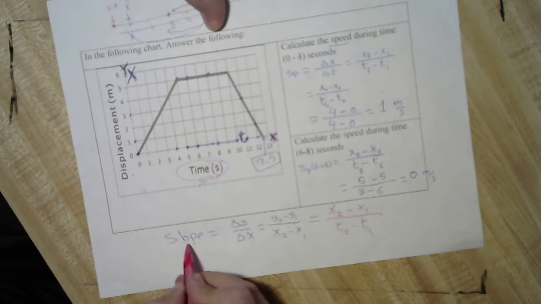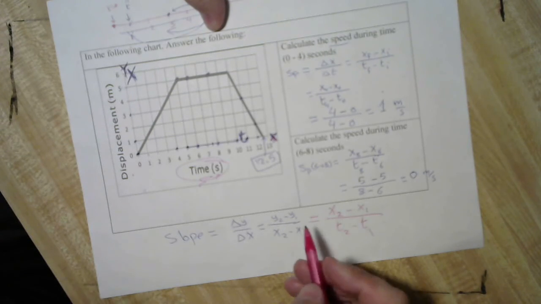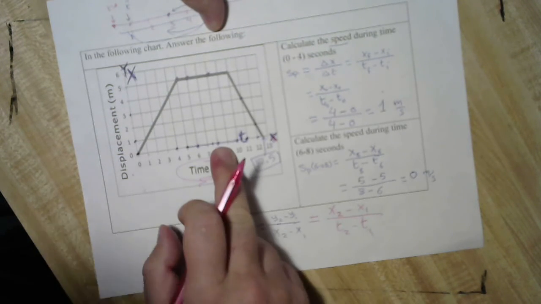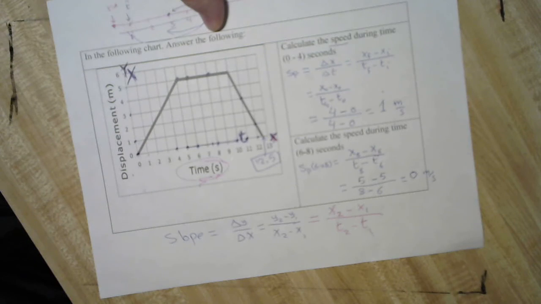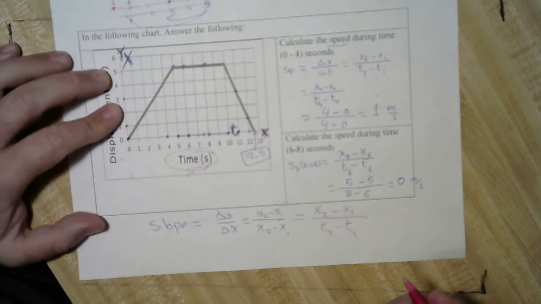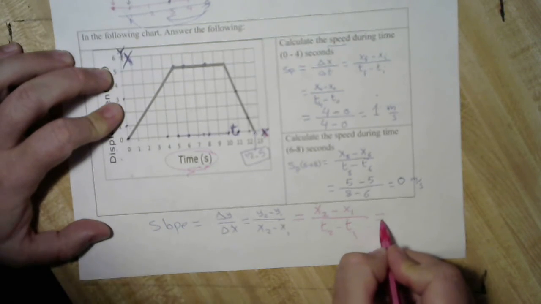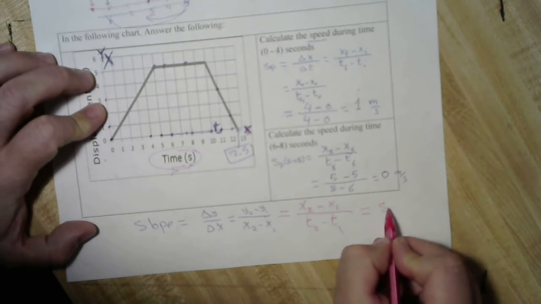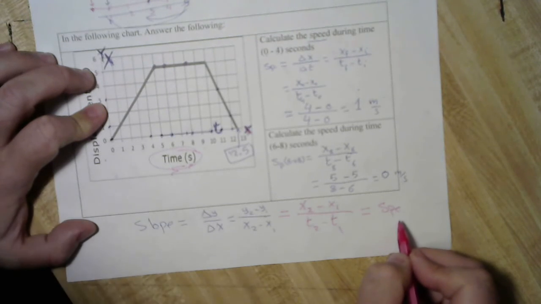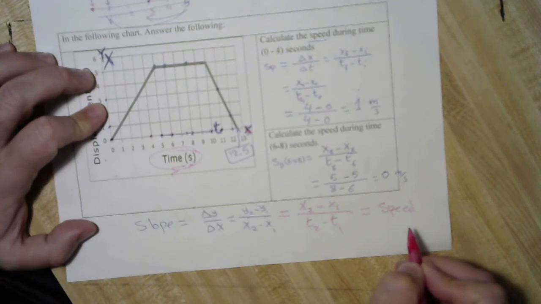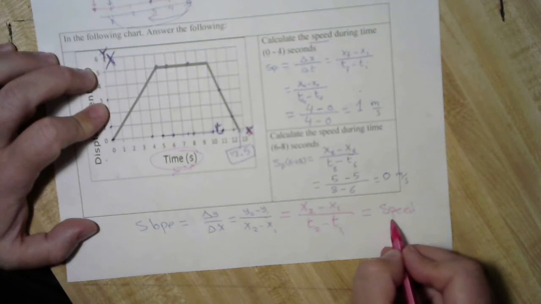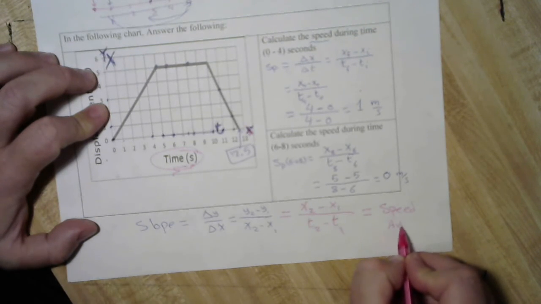Okay, the slope in mathematics is delta y over delta x, and in physics the slope is delta x over delta t. Delta x over delta t is the definition of the speed, and the velocity if I know the direction. The speed in this case I can call the average speed.